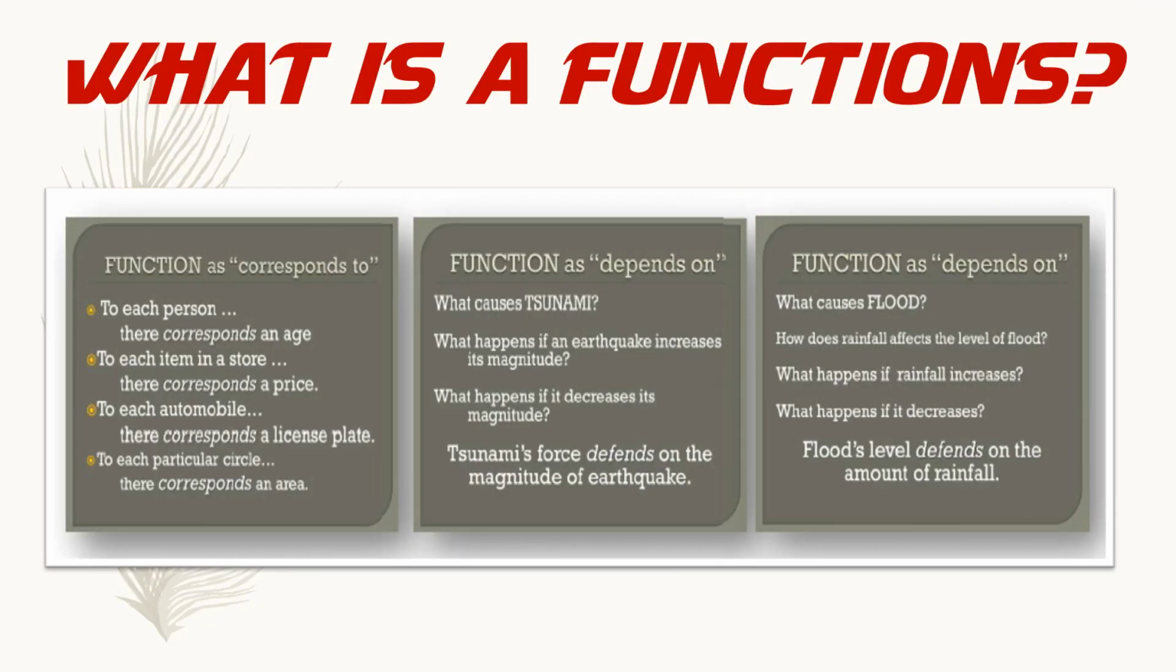But how do we use the word function in the English language? We have here function as corresponds to and function as depends on. Example for corresponds to: for each person there corresponds an age. To each item in store, there corresponds a price. To each automobile, there corresponds a license plate number. And to each particular circle, there corresponds an area.